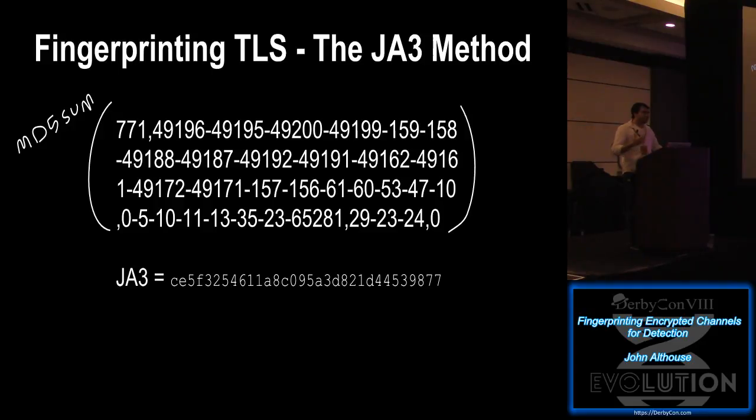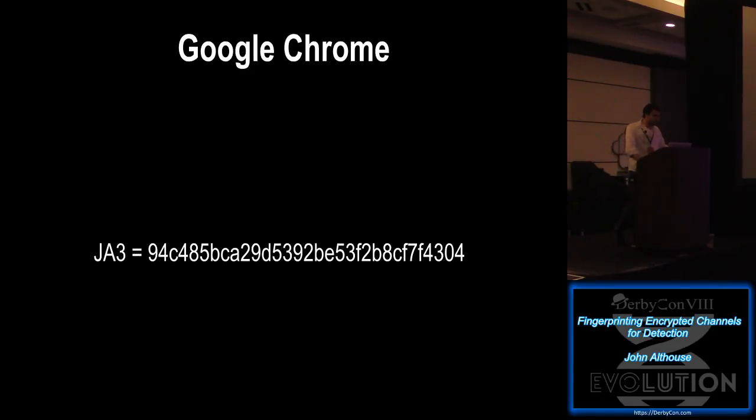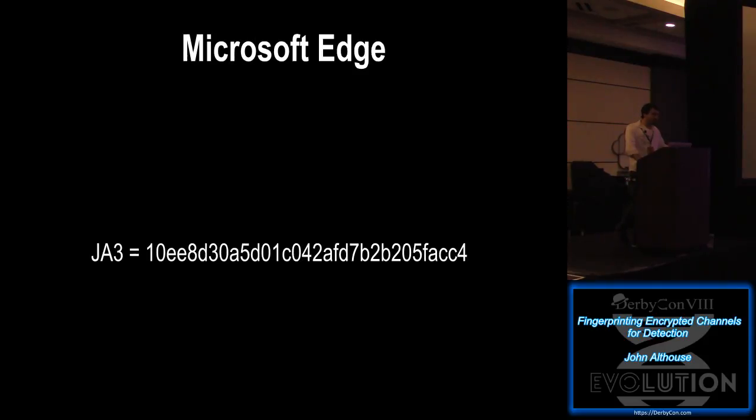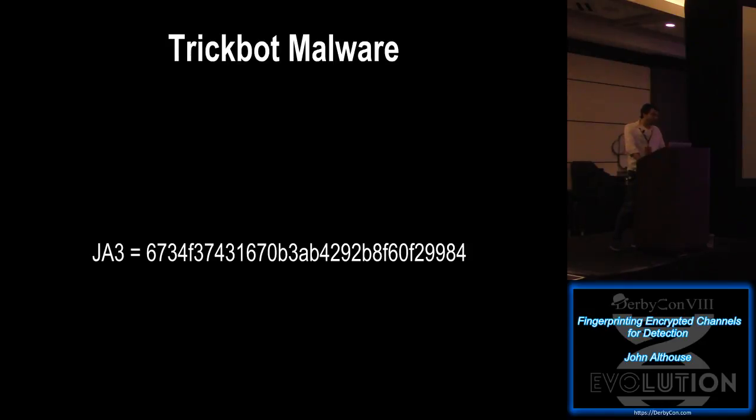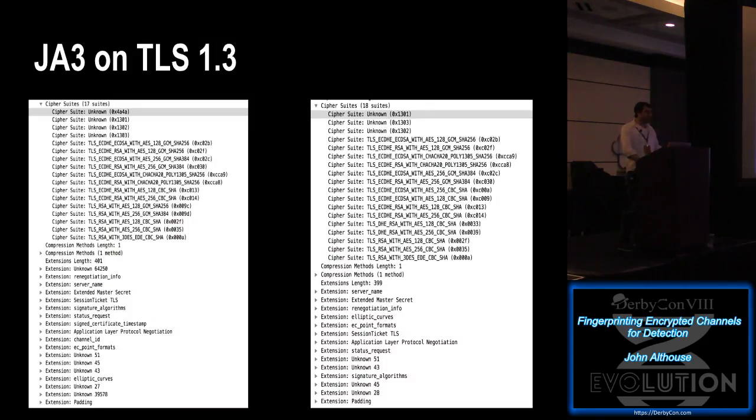The reason we MD5 hash it is because there could be up to 300 supported ciphers, so the fingerprint could be huge, and our rule of thumb is that if we can't tweet a fingerprint, then it's too long. So we MD5 hash it to a nice, predictable 32-character fingerprint. Some examples: Google Chrome, Microsoft Edge, Tor client, Dridex malware. These are the fingerprints, TrickBot malware. It works really well. And if you're wondering, does this work on TLS 1.3?